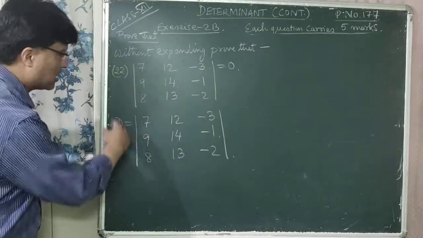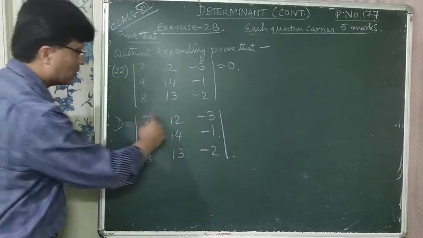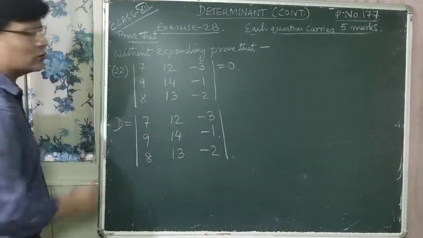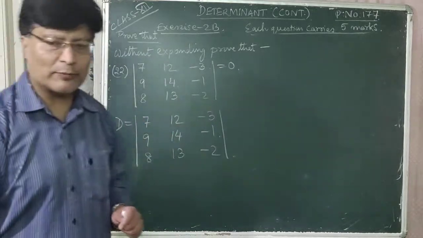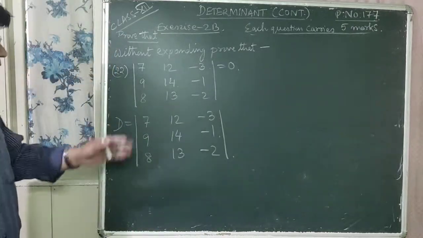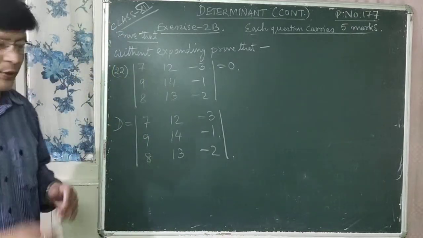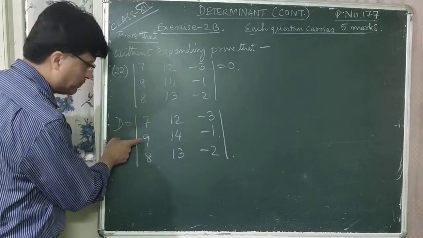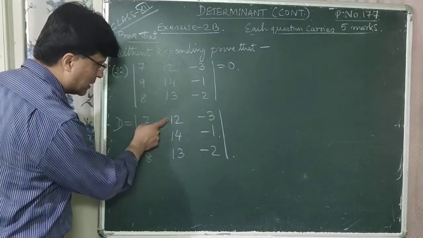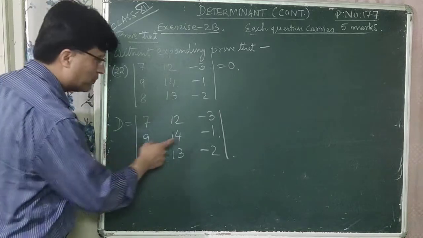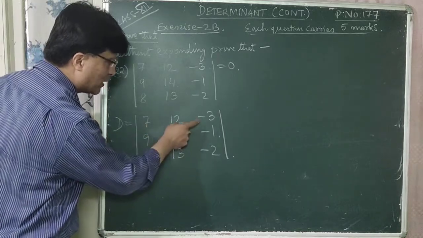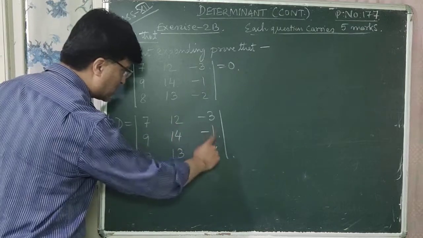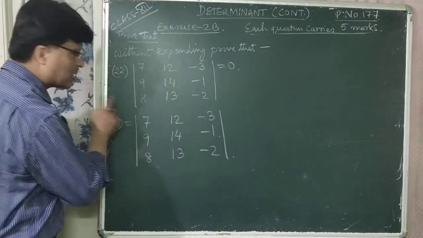So let us write down this left hand side as d. So d is equal to this first row, second row, and this is third row. So without expansion we have to prove that this determinant is equal to 0. So let us do it. So if you do 9 minus 7, 2, isn't it? 14 minus 12 is 2. Minus 1 plus 3 is also 2, isn't it? So let's do R2 dash is equal to R2 minus R1.